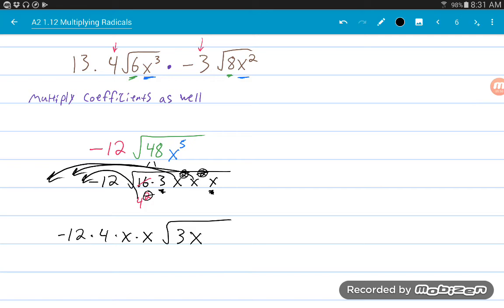So my last simplifying step is negative 12 times 4 is negative 48. X times x is x squared, square root of 3x.